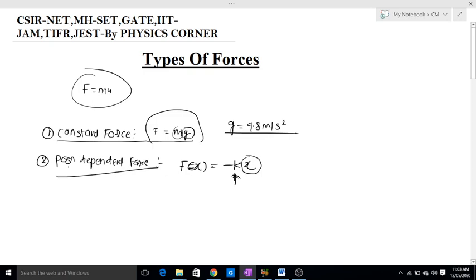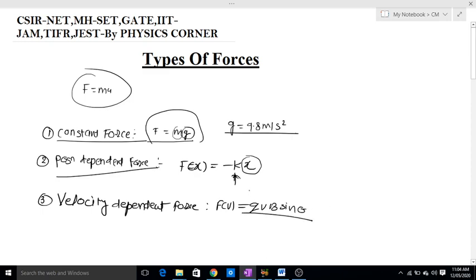Now see the third one, velocity dependent force. F of v equals qvB sin theta, where q is the charge of that particle, v is the velocity of that particle, and B is the magnetic field in which that particle experiences force.